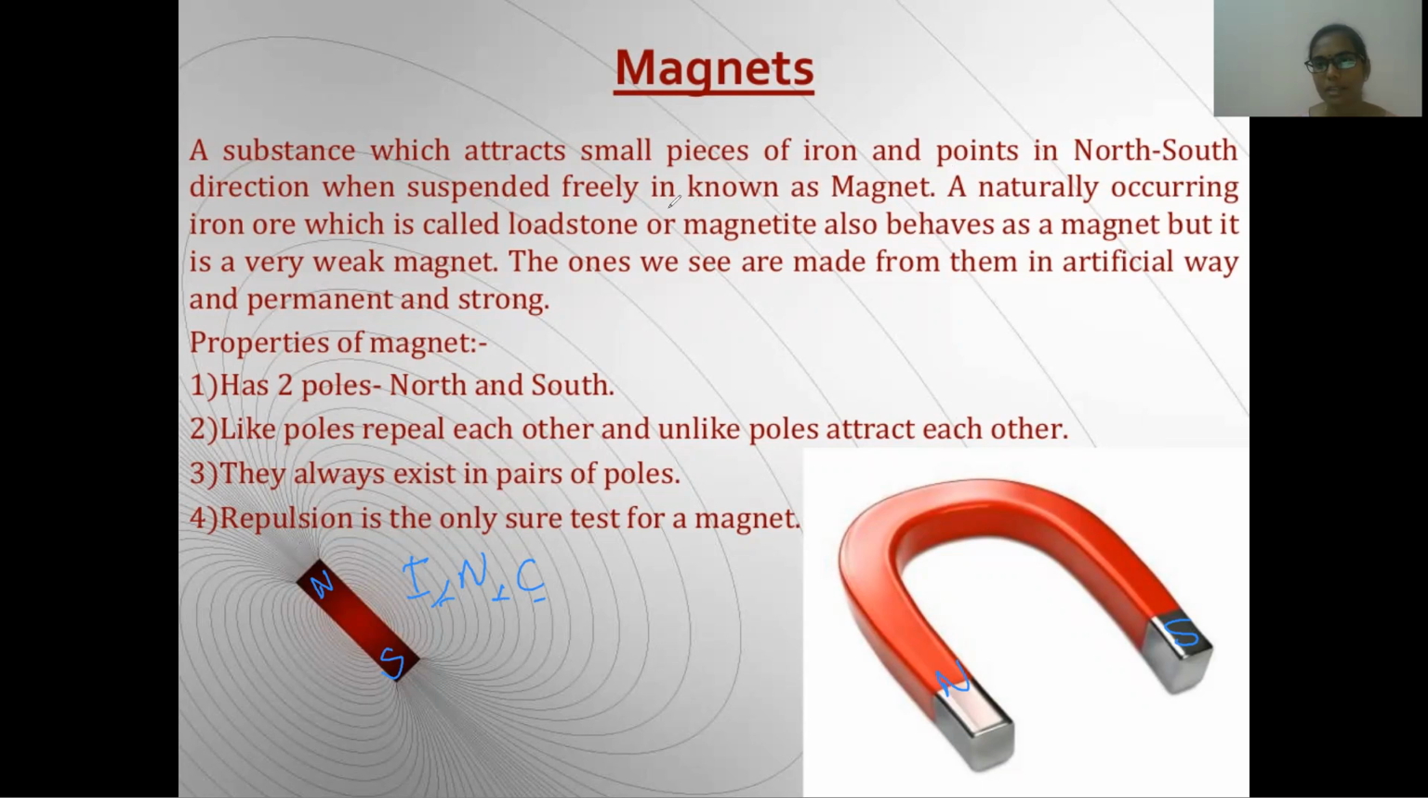So they give a magnet and its properties are also given. Naturally occurring iron ore is called lodestone or magnetite, which is a naturally occurring magnet, also behaves as a magnet but is a very weak magnet. The ones we see made artificially are the permanent or strong magnets. Some properties of a magnet: a magnet has two poles, north and south pole. Like poles repel each other and unlike poles attract each other. They always exist in pairs. Repulsion is the only sure test of magnetism.